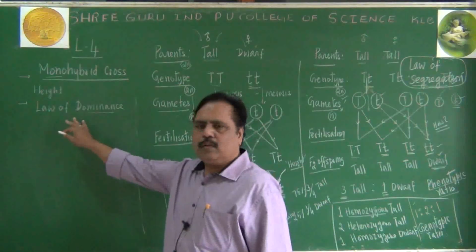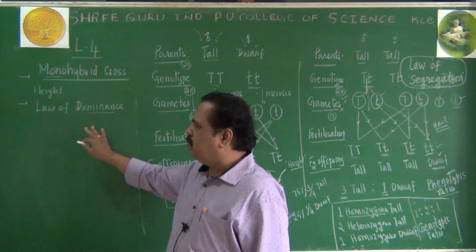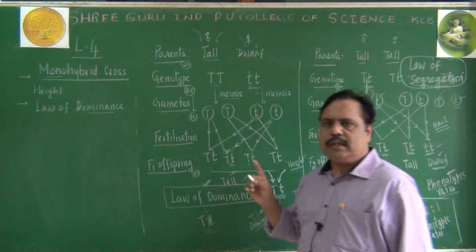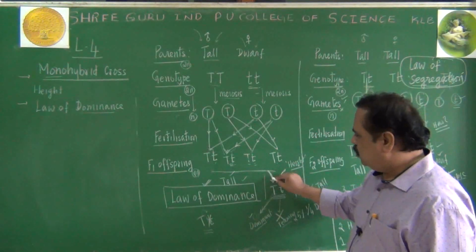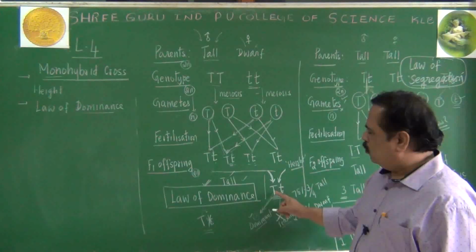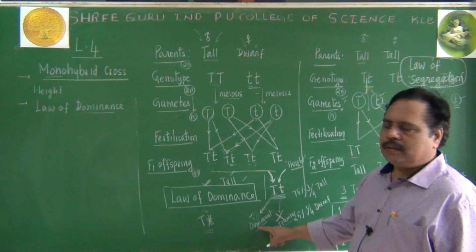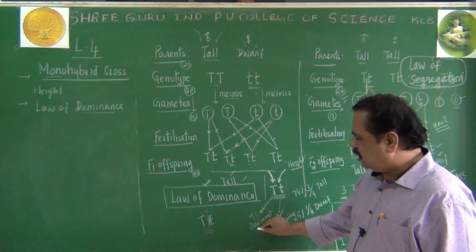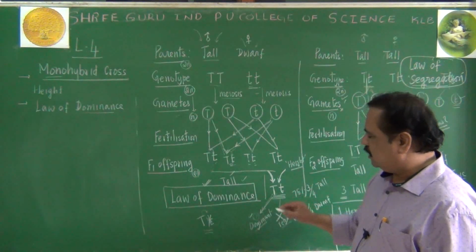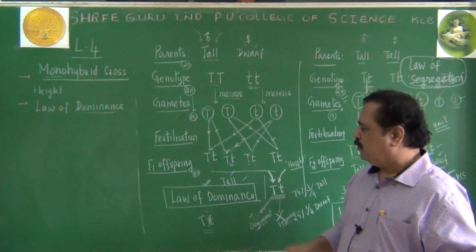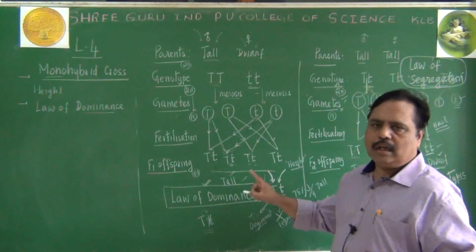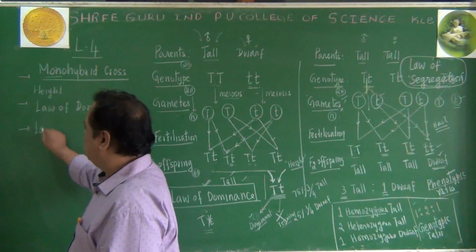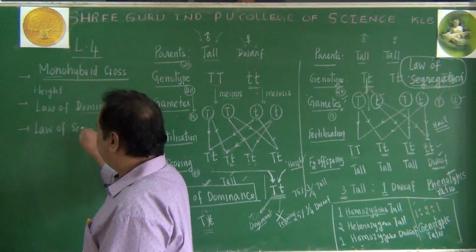The allele which is expressed is called dominant, the allele which is suppressed is called recessive, and this phenomenon is called law of dominance. I think I did not write the whole definition on the board. You can recall this point. When 2 different alleles are brought together in a hybrid, only one of them will be expressed and the other one will be suppressed. The allele which is expressed is called dominant, the allele which is suppressed is called recessive, and this phenomenon is called law of dominance. The third point I told you here is law of segregation.